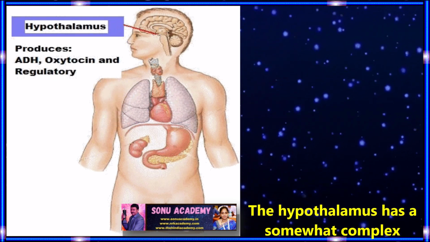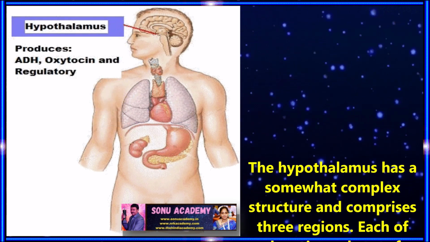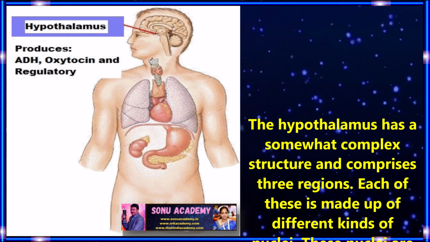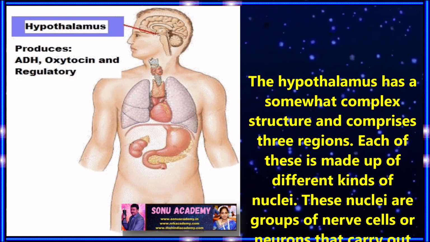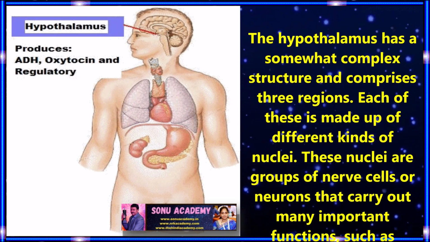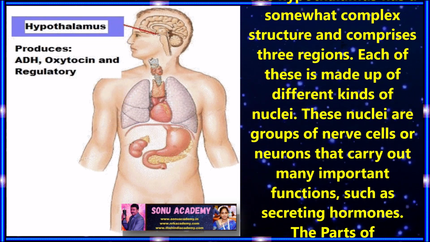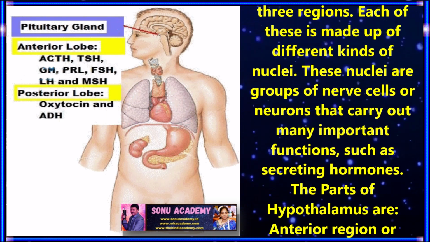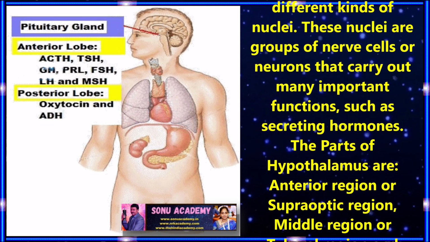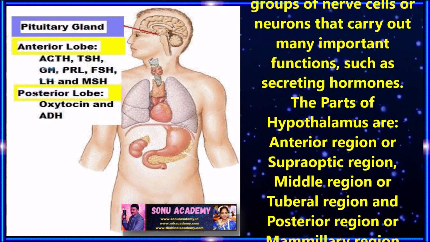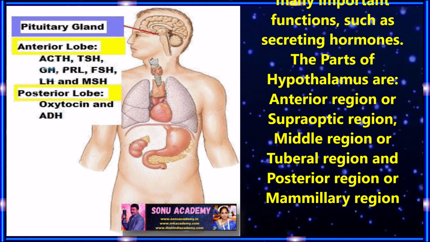Children, let us discuss in detail the structure of the hypothalamus. The hypothalamus is a somewhat complex structure and comprises three regions. Each of these is made up of different kinds of nuclei. These nuclei are groups of nerve cells or neurons that carry out many important functions such as secreting hormones.